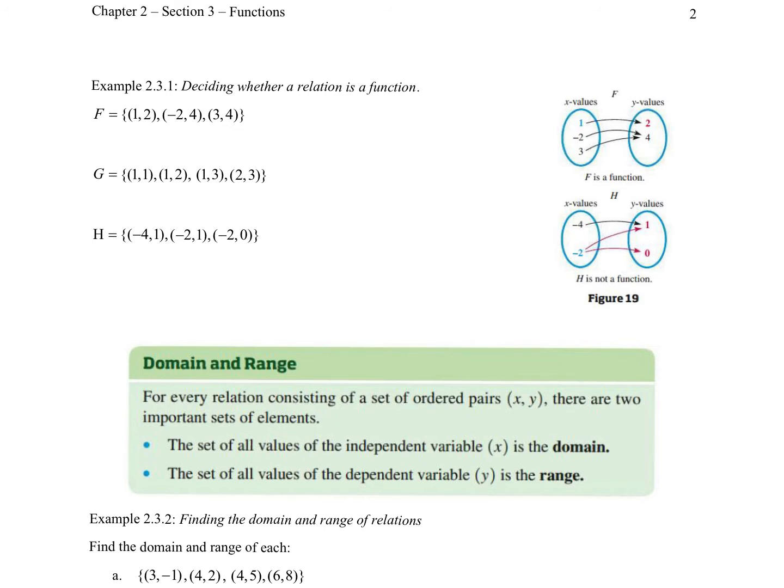So if we look at set F, it says 1, -2, 3 for my x's, so none of my x's repeat. So this is in fact a function. And if you look, this -2 goes to 4 and the 3 goes to 4. Right here you can see the drawing of it. But that's okay. X's can go to the same y, but the x cannot go to two different places.